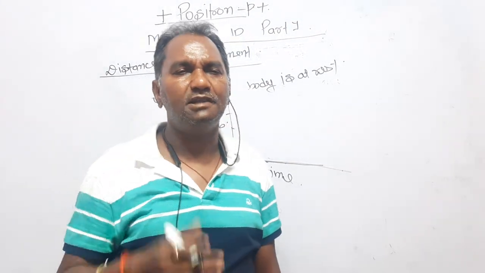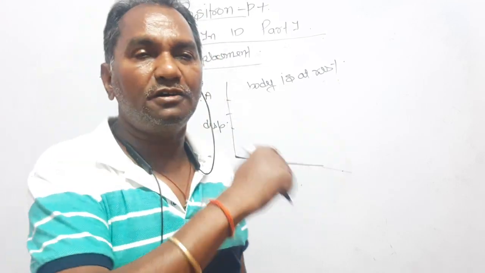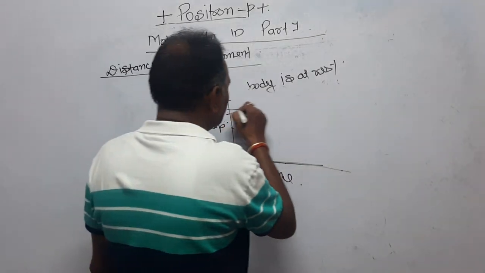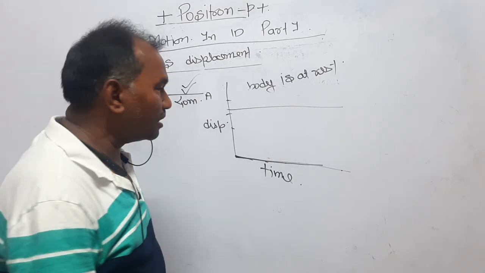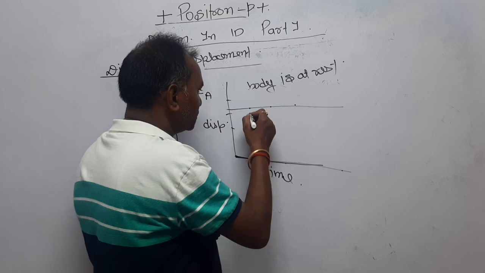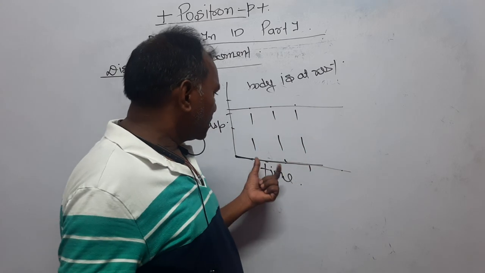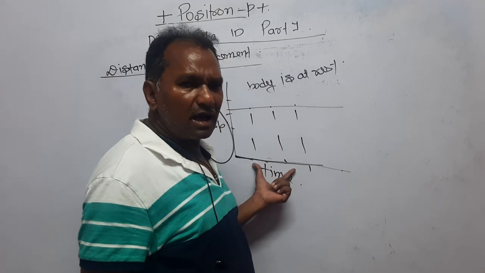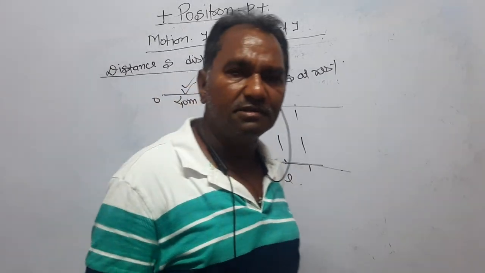whatever be the time, either t equal to 1 second, 2 seconds, 3 seconds. Time is increasing, but its displacement remains the same, meaning the body is static. So this graph is representing this situation. How can you find this? Consider 3 points. Draw the perpendiculars on the x and y axes. The abscissa is representing the time and the ordinate is representing the displacement.